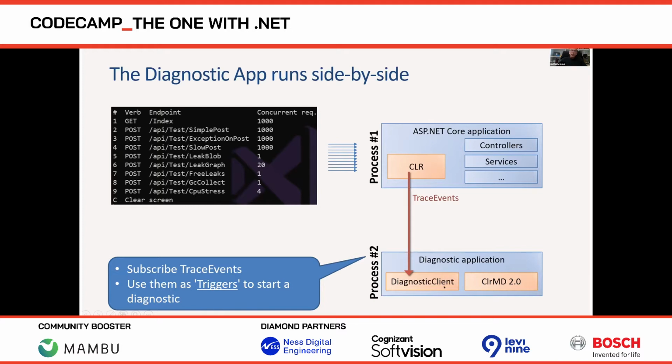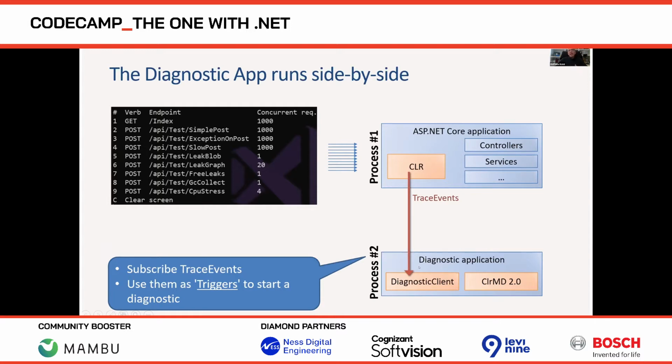This application has two libraries, basically. The diagnostic client, which is the one needed to acquire the required, let's say, triggers. So what are the causes of suggesting that there is something wrong. And also CLRMD, which is the investigating library. So the one that can grab the data and bring the memory process to your side. So you basically have two steps. The first is subscribe trace events. And the second one, use them as triggers.